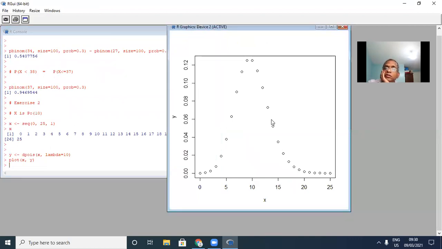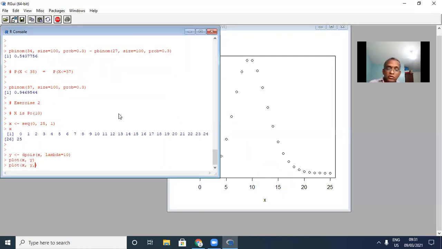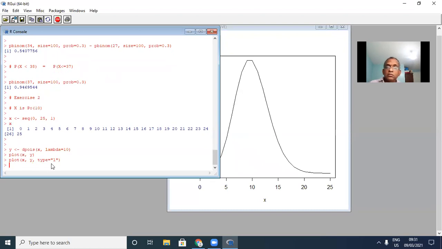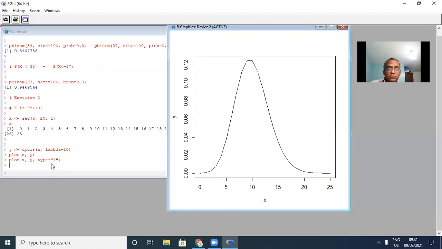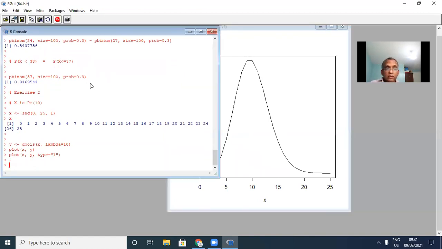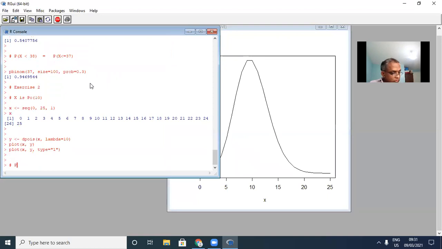So what I have drawn here is the density of a Poisson variable with lambda equal to 10. If you like, you can join the points, right? And this is what you get. So type equal to L. L stands for line, right? Okay, guys. All right. In part 1, we also want to find the probability that x is less than 15.